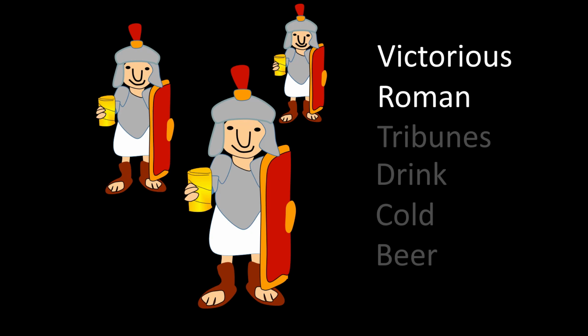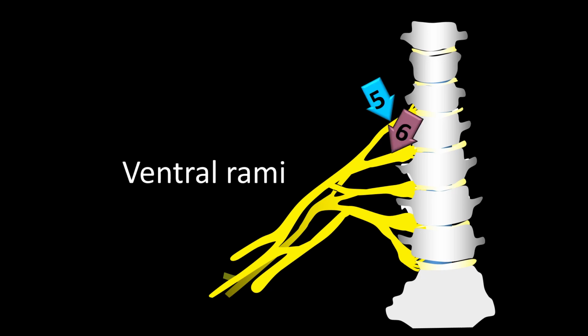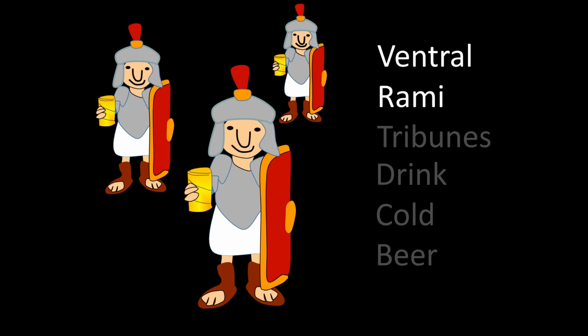I used the letter V and R from Victorious Roman to remind me of ventral rami. The brachial plexus has a C5 ventral ramus, a C6 ventral ramus, a C7 ventral ramus, a C8 ventral ramus, and a T1 ventral ramus. The next word is tribune. I use the T in this word to remind me of trunks.